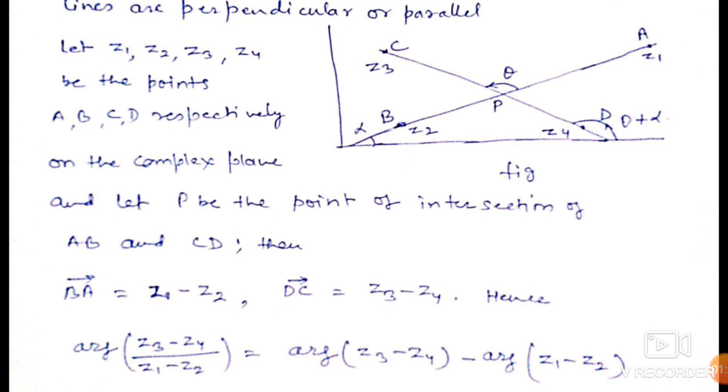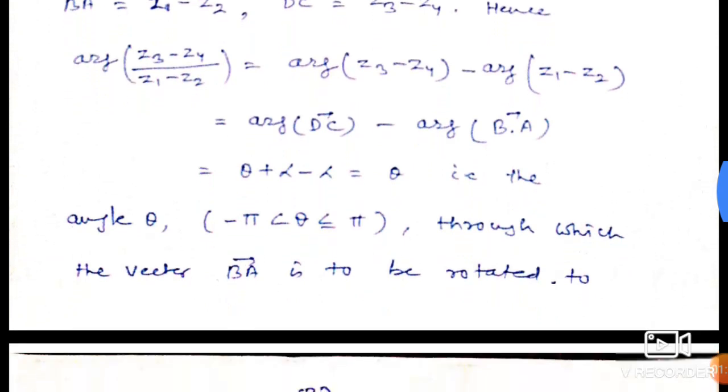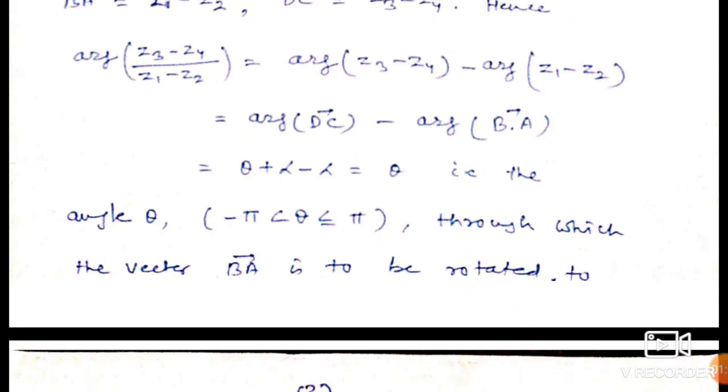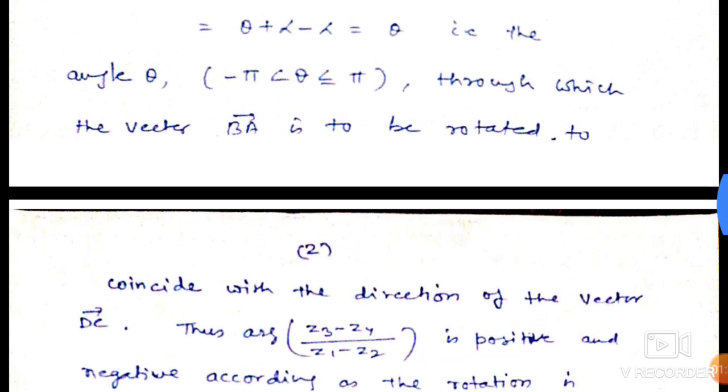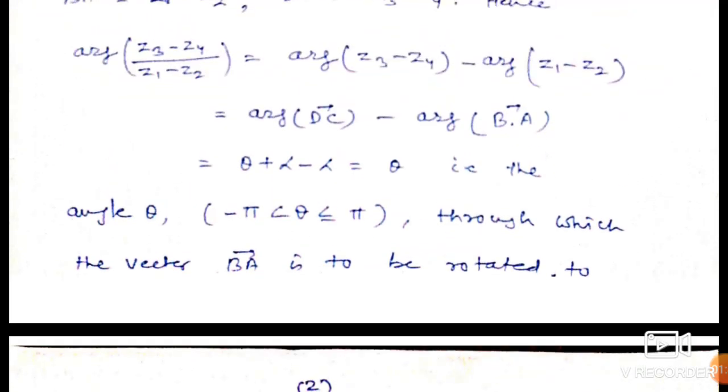Hence argument of Z3 minus Z4 over Z1 minus Z2 equal to argument of Z3 minus Z4 minus argument of Z1 minus Z2. This is equal to argument of vector DC minus argument of vector BA. This is equal to angles given in figure, theta plus alpha minus alpha, which is equal to theta.